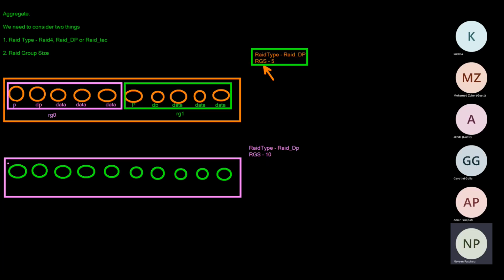So it is going to create a single write group this time. It will name the write group RG0, and we'll be having one parity, one D parity, and the remaining are all data disks. I'm just typing it as D; D means data. So the write type and write group size will have an effect on the aggregate. Is it clear?